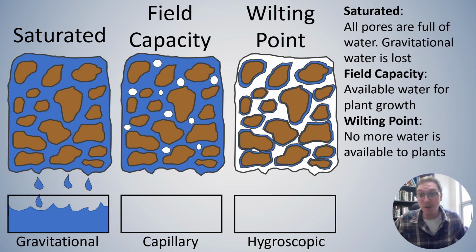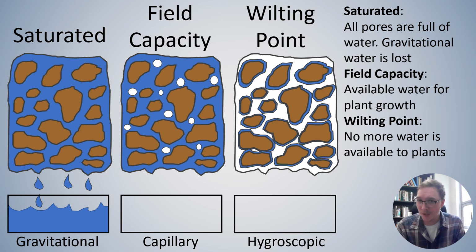Then we've got field capacity, and field capacity is the available water for plant growth. Not all of the pore spaces are filled. There are some gaps. Capillary forces are the dominant driver, these forces of adhesion and cohesion that allow water to move against the forces of gravity, for example.